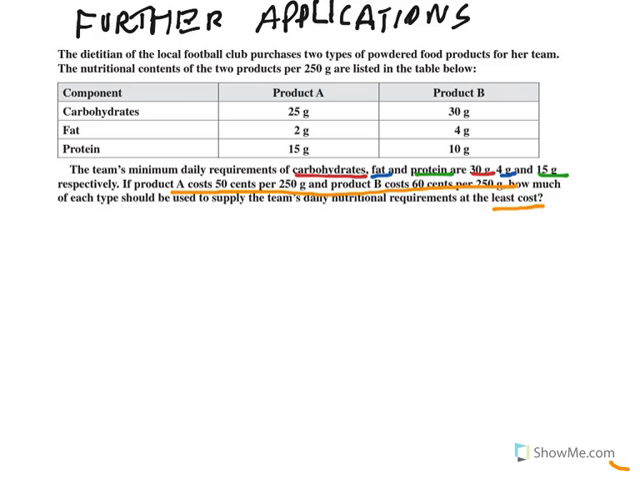This one is a little bit more complicated in that it's not just straightforward to get that carbohydrate 30 grams. There's two things that contribute to that. Okay, so let's have a look. What are our restrictions? Let's look at the carbohydrates to start with. So carbohydrates come from product A and product B.